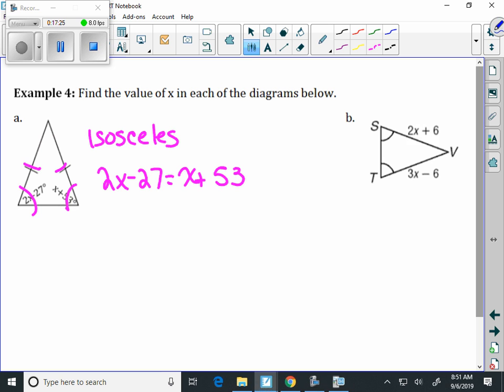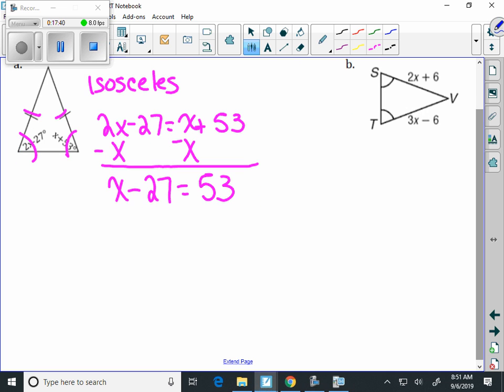Now we can solve. Solve it the way your Algebra 1 teacher taught you. And subtract the x. I like to move the letter to the left. And we get x minus 27 equals 53. And then we can add the 27 to both sides.